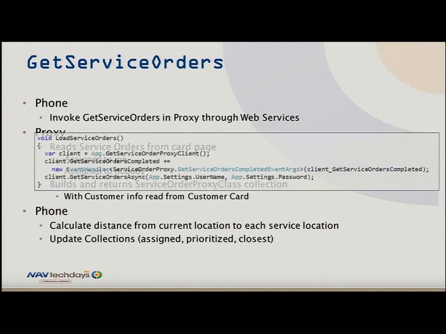So the code for these things: load service orders on the phone gets the proxy again, and then it sets up a completed event, because of the asynchronous call, so that whenever you're done with my service call, it calls this client get service orders completed function. Then we call web services from the phone. At this time, the phone is again responsive. You can take calls and you can do whatever you want. The phone is just waiting for the response from the web service.